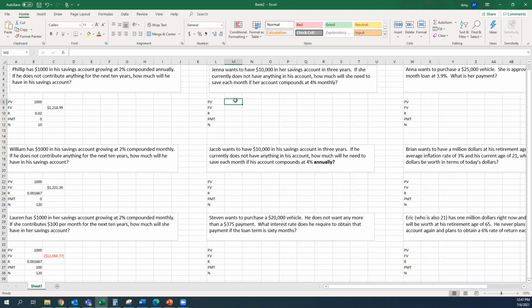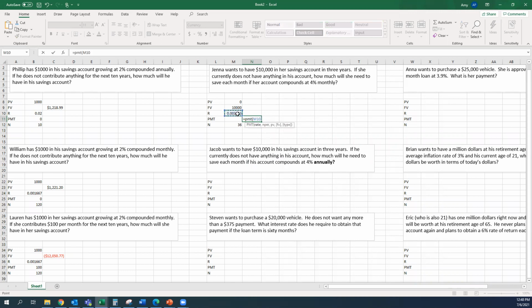So let's go up here to Jenna. She wants to have $10,000 in her savings account in 3 years. So that's going to tell us our future value. If she currently doesn't have anything in this account, so that's her present value, how much does she need to save each month if her account compounds at 4% monthly? So again, we're going to take our rate and divide it by 12. Our NPER is going to be 3 times 12, for 36 months, and we're trying to figure out what our payment is.